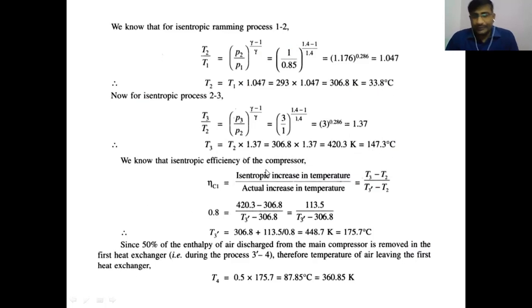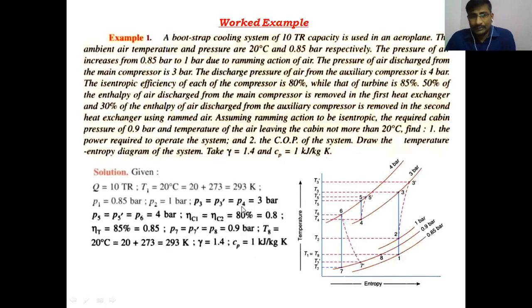We know that the efficiency of both compressors, eta C1 and eta C2, is given. This is the main compressor C1, and the second auxiliary compressor C2. Both compressor efficiencies are 80% only. By applying the efficiency formula, the isentropic temperature rise divided by the actual temperature rise, that is (T3 minus T2) divided by (T3 dash minus T2), is the efficiency of the main compressor.